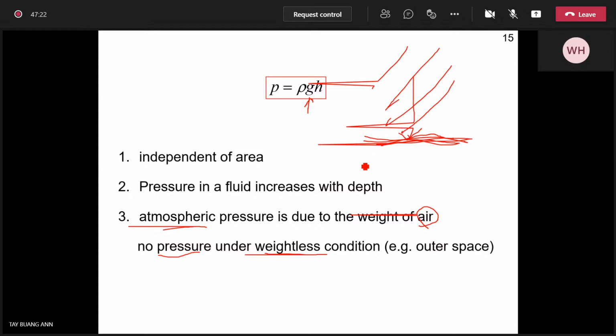Therefore, in outer space, we need to make sure that our surrounding has the same normal pressure as we have here. Therefore, we have to pump in a lot of air to increase the pressure, and that pressure is not caused by the weight, not caused by gravity, but by Brownian motion. Now, we will study that in chapter 7, the kinetic theory of gas.